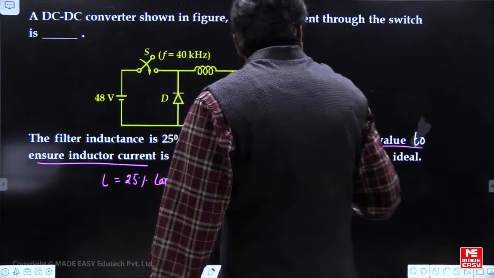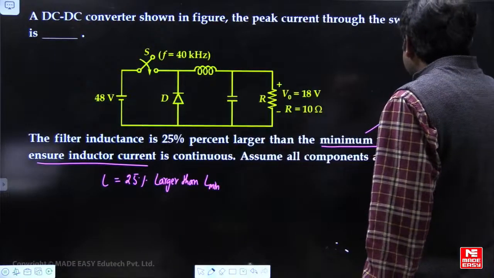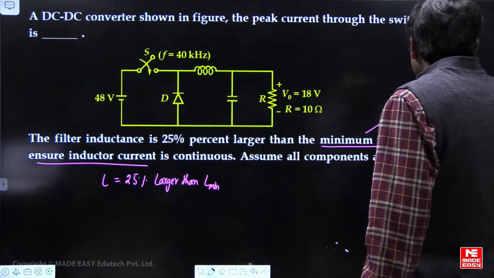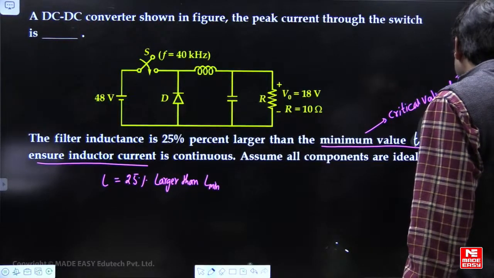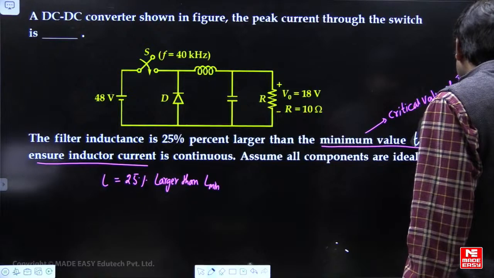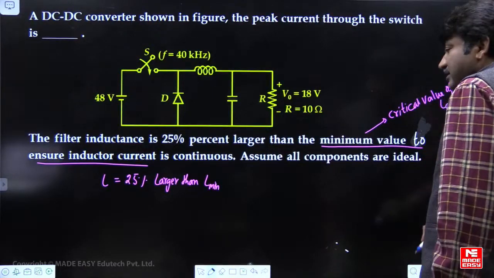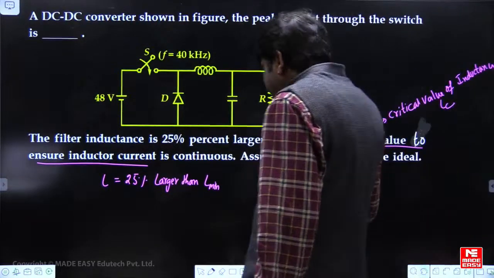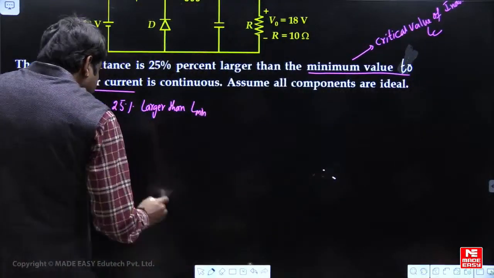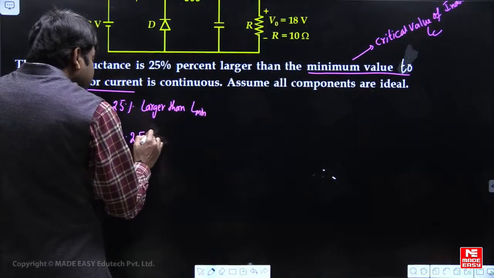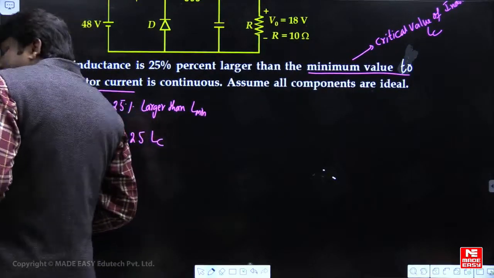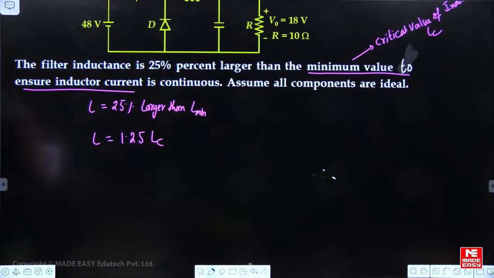See, this is nothing but the critical value of inductance, that is nothing but LC. So L is equal to 25% more, no? So 1.25 times LC. So find LC here, dear students. I gave you the hint. First of all, we have to find LC.